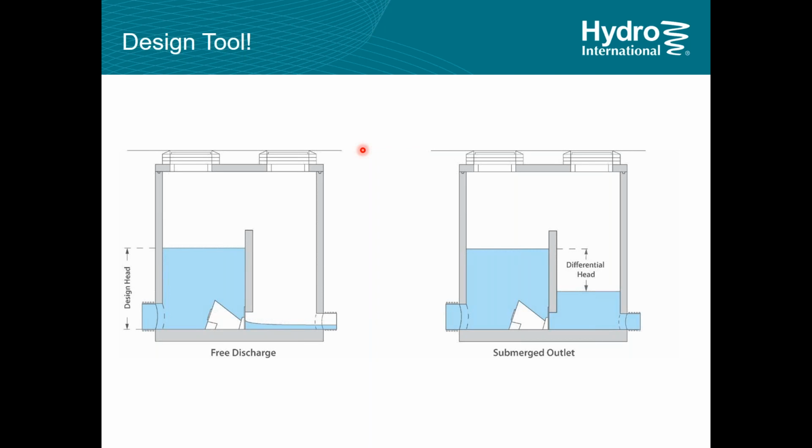A couple of things to keep in mind when designing hydro brakes. Primarily, they're designed around a maximum discharge at maximum head. So you have that design point. And the head is the difference in water level. So if you're assuming free discharge, then we just usually assume that it's the invert outlet to the water level on the upstream side at peak discharge and at peak head. And if there's backwater conditions, then it's the differential head between the two water levels, upstream and downstream.